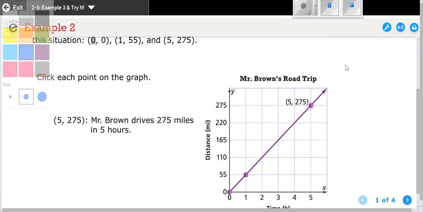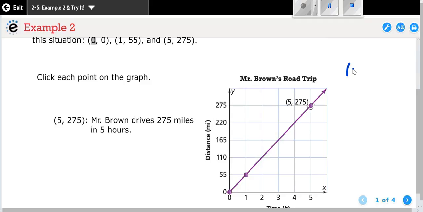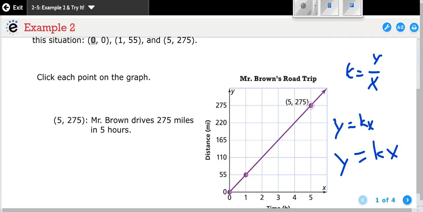So as we look at that, we're understanding that we're working with this idea of k equals y divided by x, right? Or as they like to write it often, y equals kx.